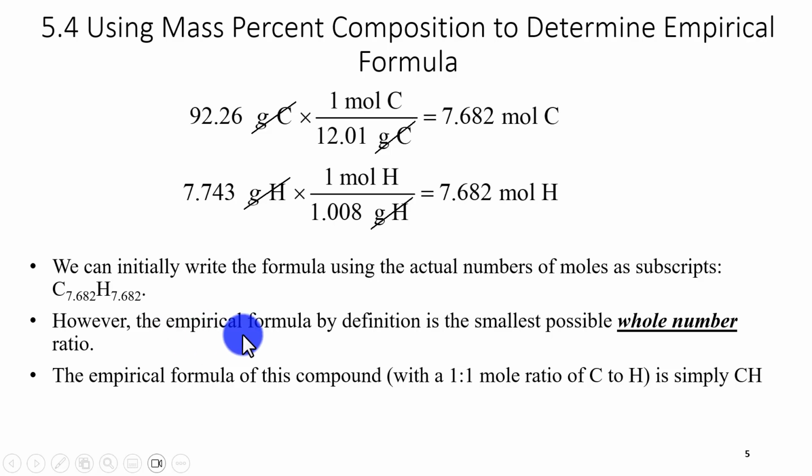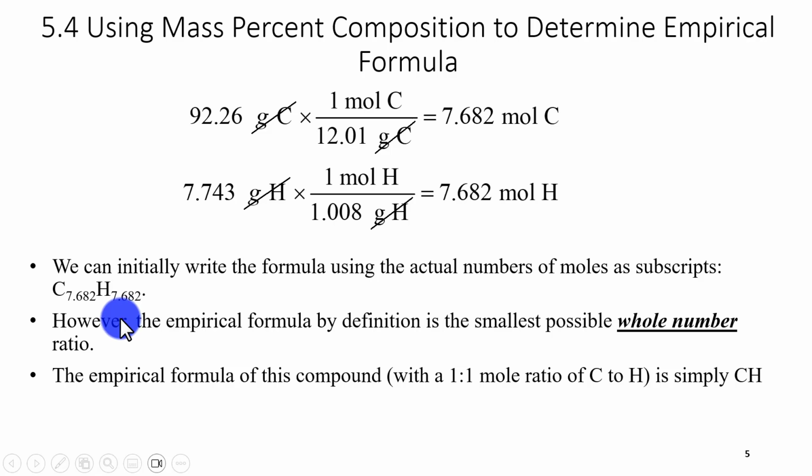And for empirical formula, moreover, we use the smallest possible whole number ratio. So, first of all, these aren't whole numbers, and these aren't the smallest either. Well, what can I do to make them whole, and what can I do to make them the smallest whole number ratio? Well, I see which one of these is the smallest number. In this case, they're equal, so it doesn't matter.